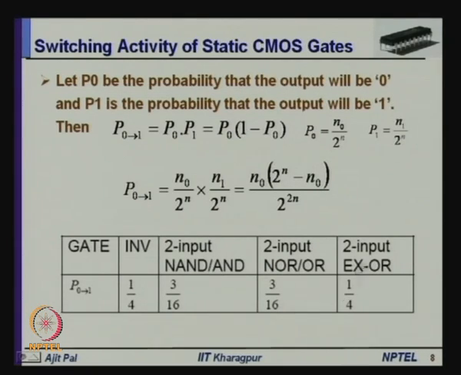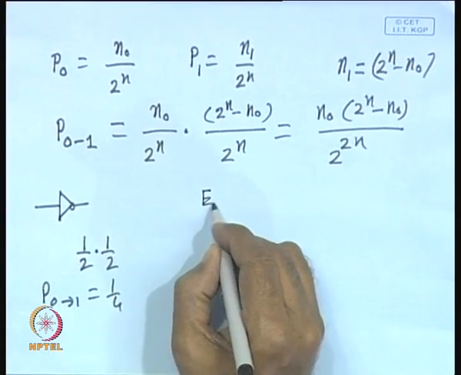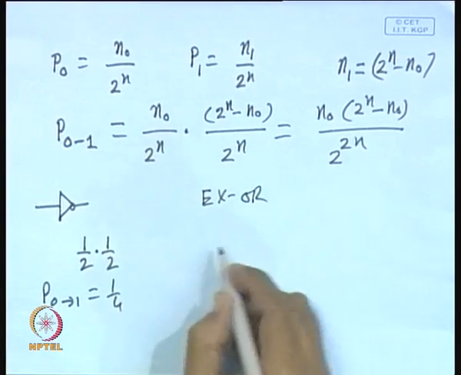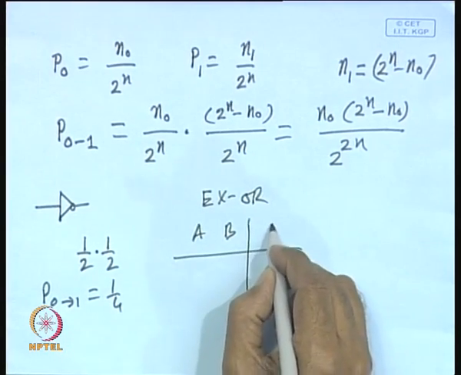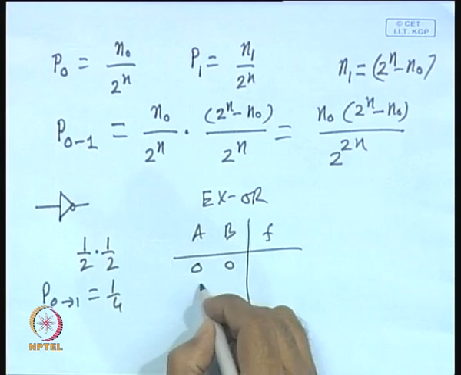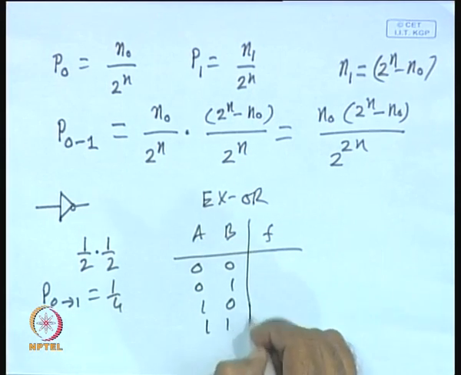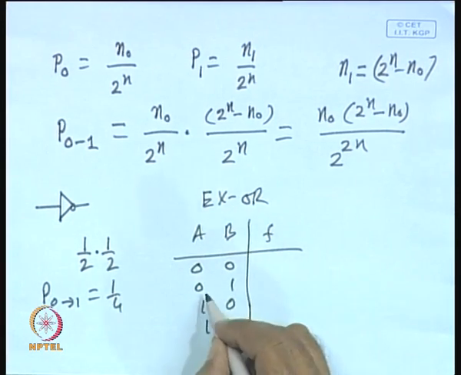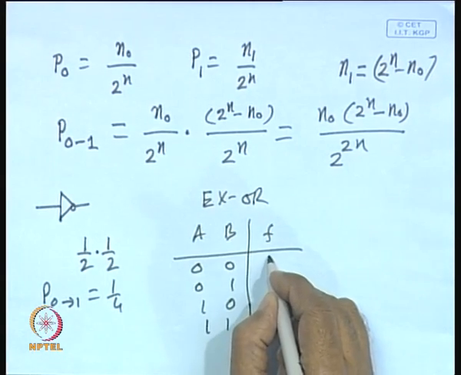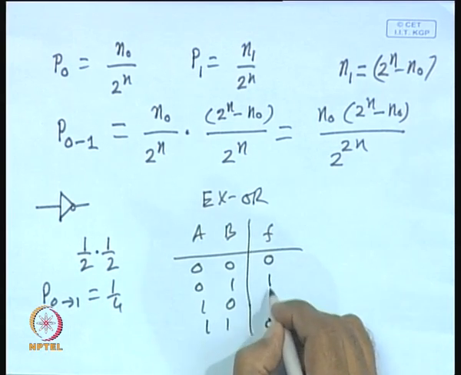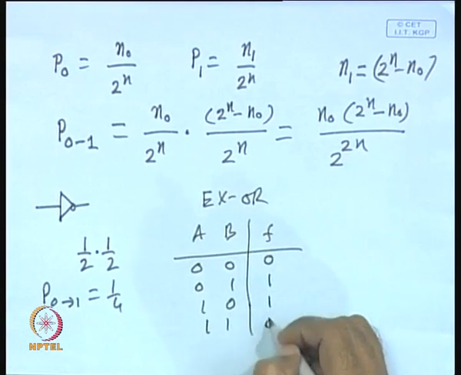However, for a 2-input XOR gate it will be 1 by 4. Why so? Because in case of XOR, exclusive OR gate, say A and B are the 2 inputs, and this is the function of XOR. So, 0 0, 0 1, 1 0, 1 1. The output will be 0 here, it will be 1 here, it will be 1 here, and it will be 0 here. So, output has got 2 zeros and 2 ones.